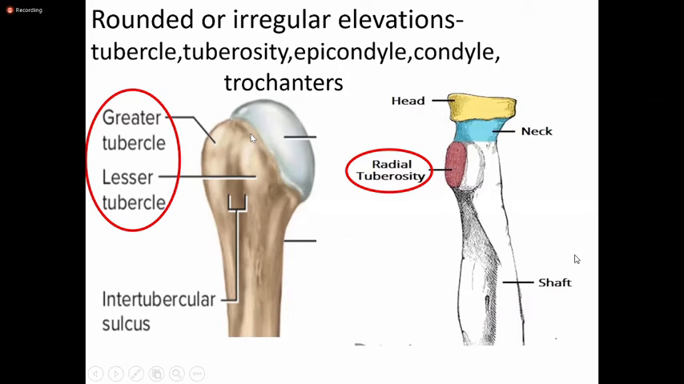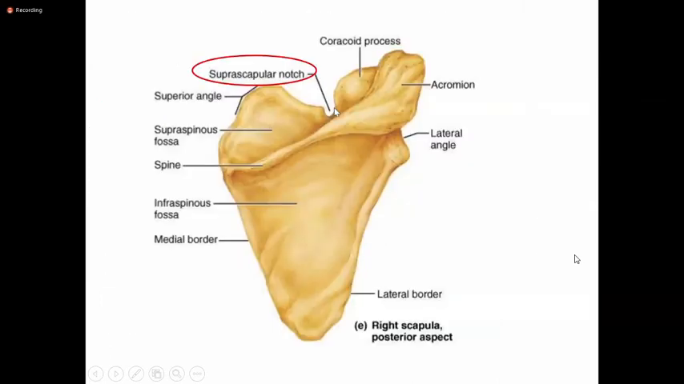Then if the depression includes a larger area, such as a fossa, it will contribute to the formation of the joint. Then if some border dips inside, it forms a notch, such as the suprascapular notch, which contains the blood vessels and the nerves, the suprascapular nerve and vessels.